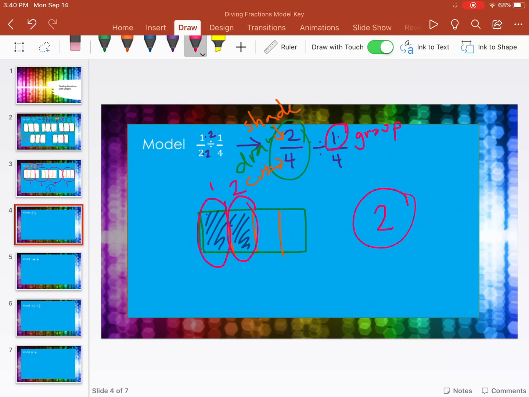Okay, one more time. You give them common denominators, then draw the first number. To do that, you make sure you cut it into the denominator, so 4 pieces. I shaded 2 of those pieces because that's how many I really had. I only had 2/4, and then I group by the top of the second number.